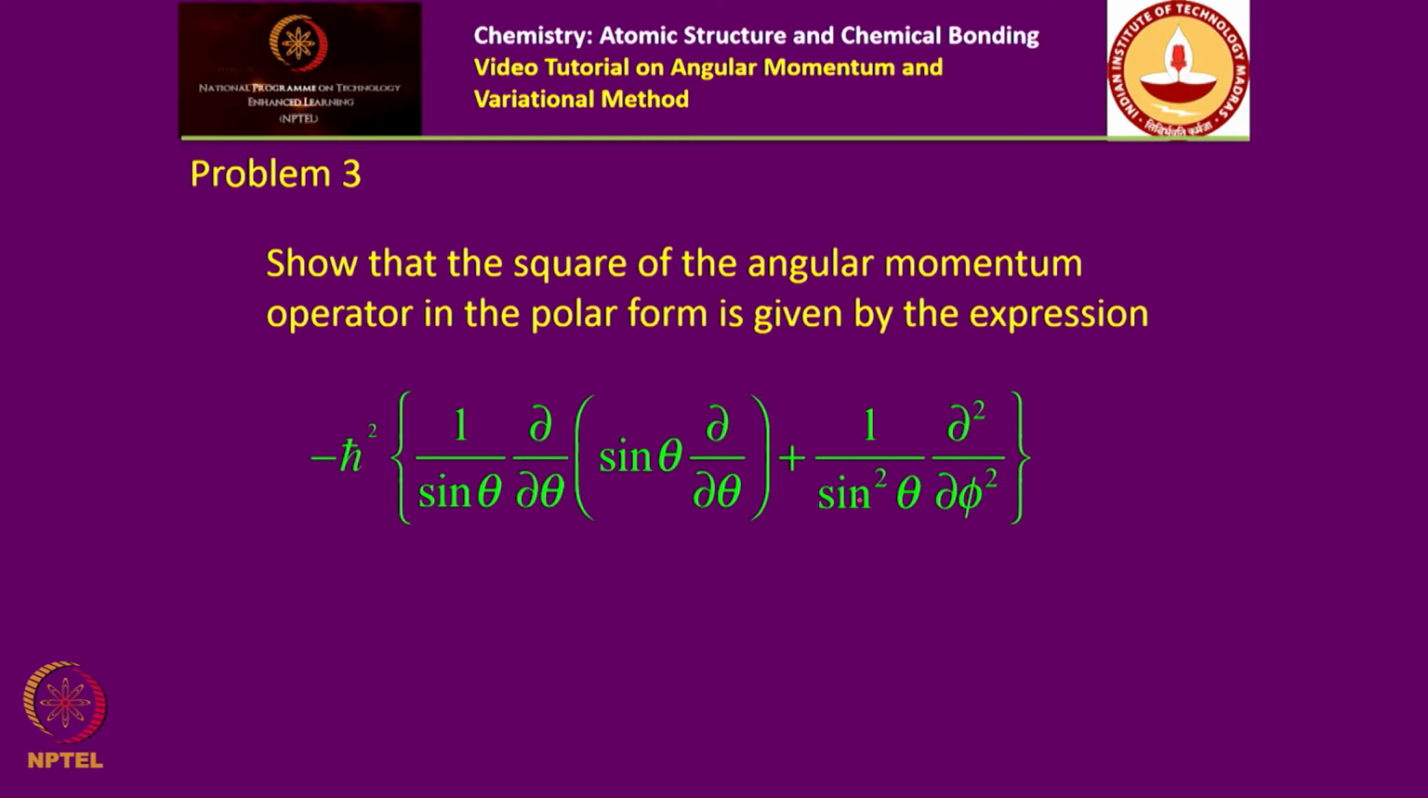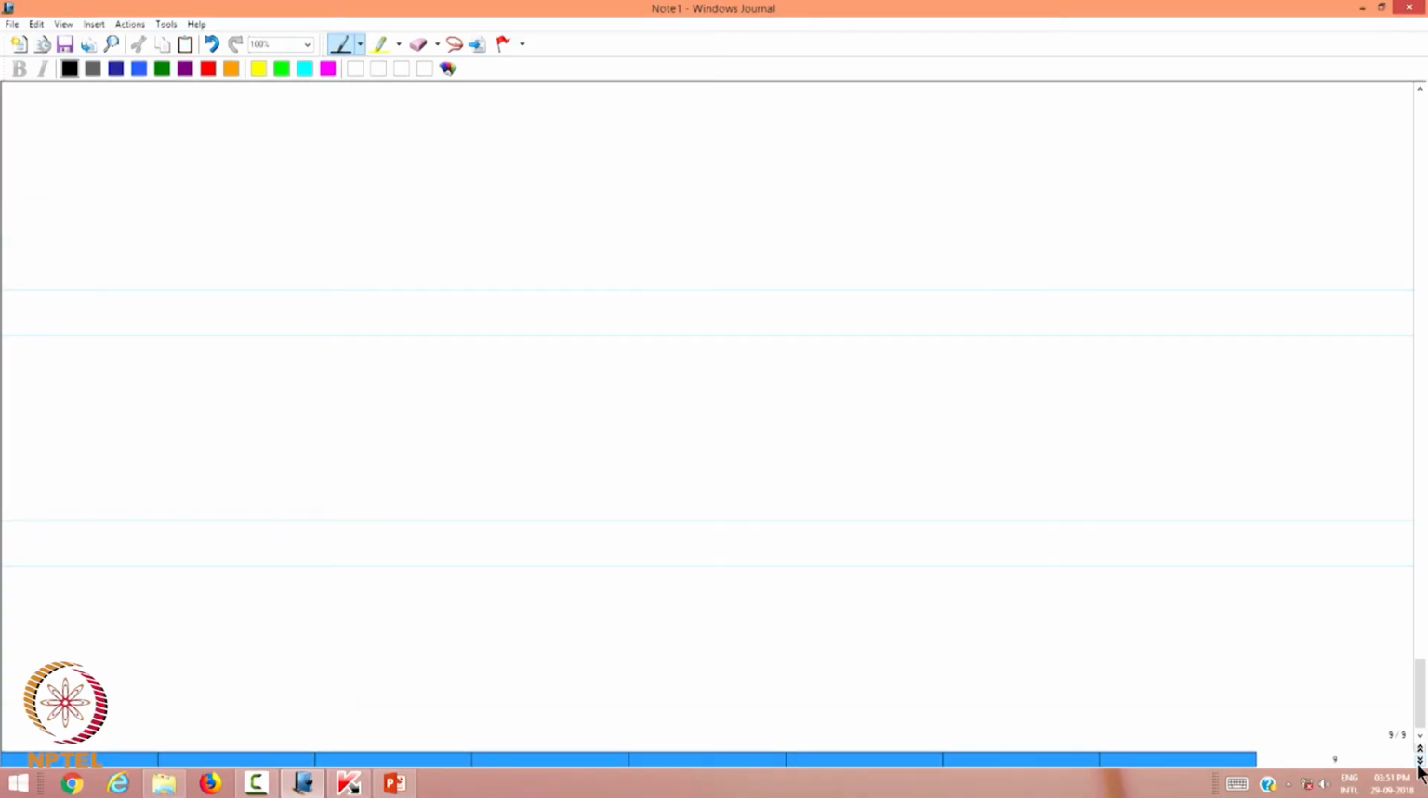The next problem is to show that the square of the angular momentum operator in the polar form is given by the expression minus ħ² [1/sin θ ∂/∂θ (sin θ ∂/∂θ) plus 1/sin²θ ∂²/∂φ²]. All that you have to do is obviously repeat the calculation that you have done for the angular momentum operator by using this operator Jx² plus Jy² plus Jz².